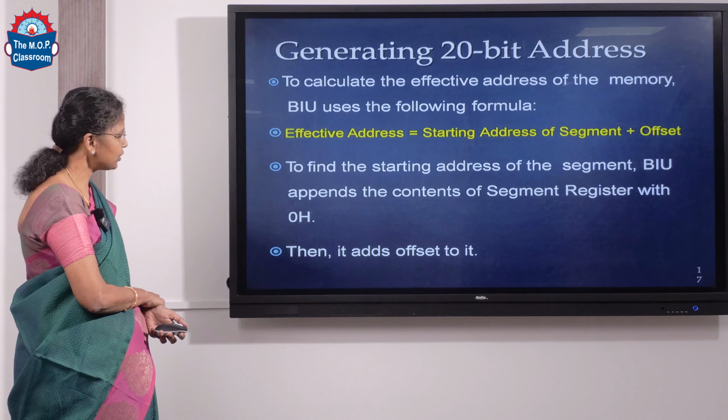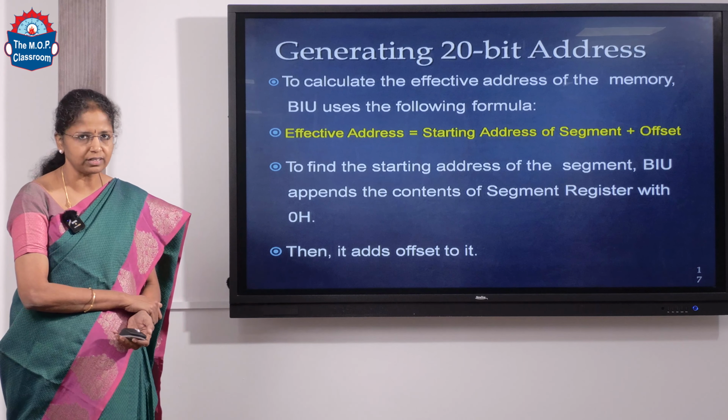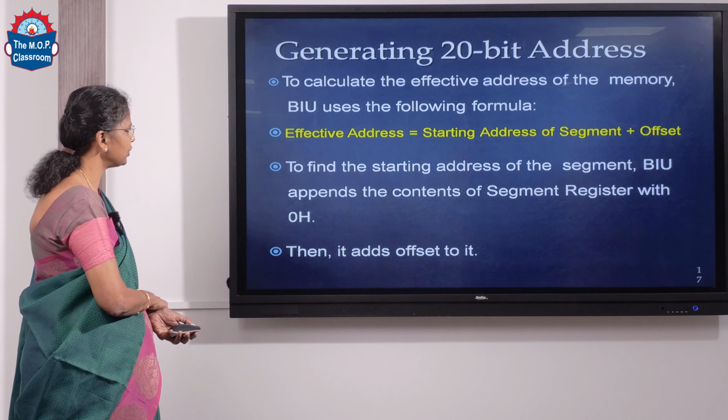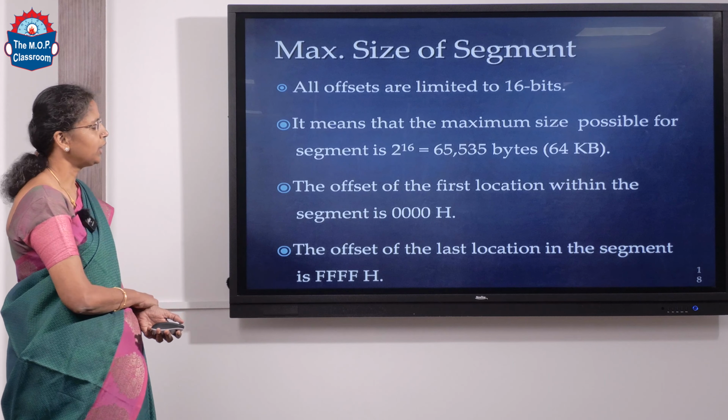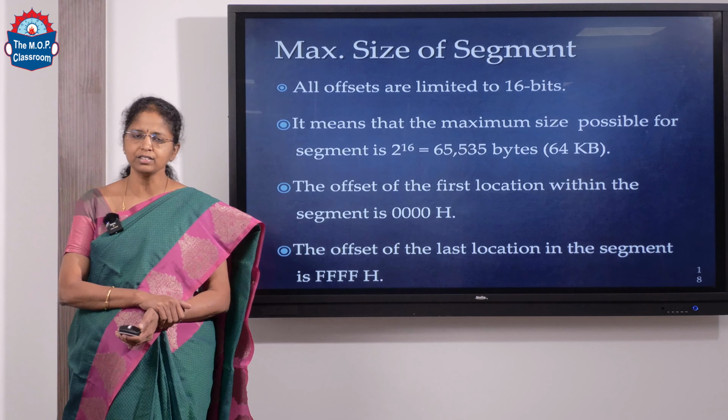Okay, so to the starting address of the segment, the bus interface unit will append a 0 and then add it to the offset. Now, we have been talking about various segments. There are 4 segments. Now, what is the size of each segment?